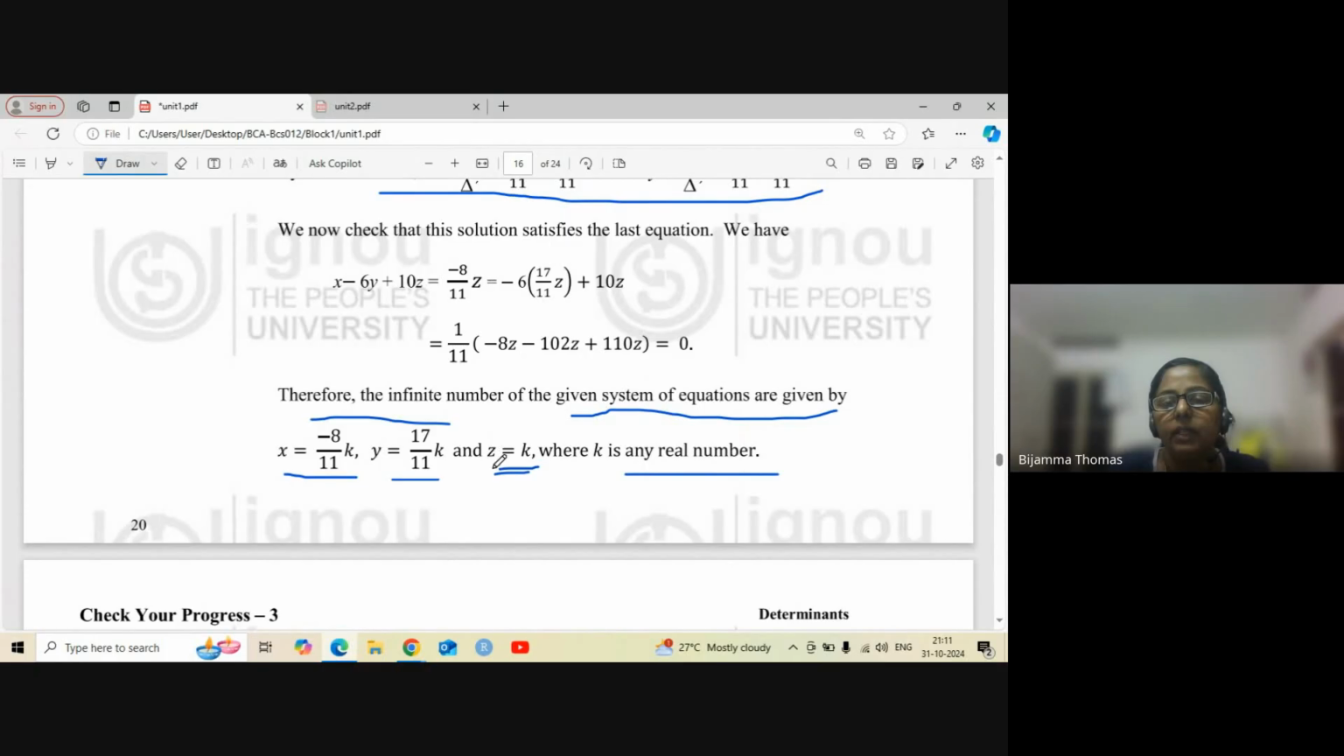See, whatever value z takes, we get the corresponding value of x and y. That is why we say that we have an infinite number of solutions. The solution is not unique. Z can take any value, and the two variables x and y depend upon z. Z is the independent variable, x and y are the dependent variables.